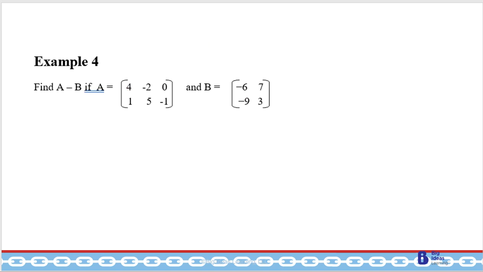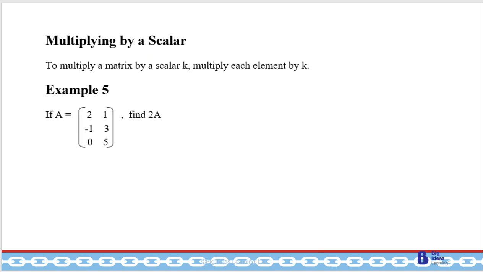Example 4, however, we have a 2 by 3 matrix and a 2 by 2, so I cannot add them. So you could write not possible, dimension error, or no solution. Any of those would be valid answers because they don't have the same dimensions.